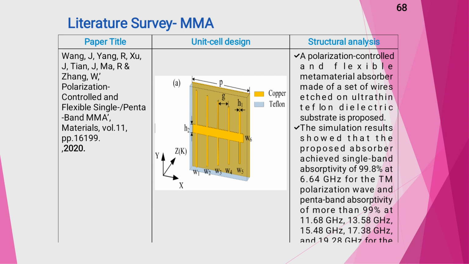The first paper is a polarization controlled and flexible single and pentaband metamaterial absorber. In this case, only one absorber gives two different types of operation: single band and pentaband. Penta means 5. The metal used here is copper and the substrate is Teflon. They achieved 99.8 percent absorption at 6.64 gigahertz for single band operation, and more than 99 percent at 5 different frequencies.